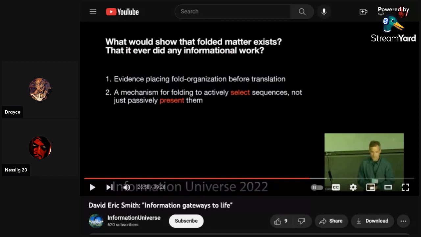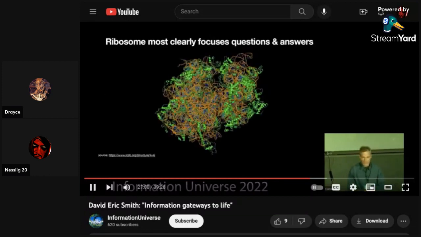I concur. All right. So that's what I'll show you now. This is the ribosome.